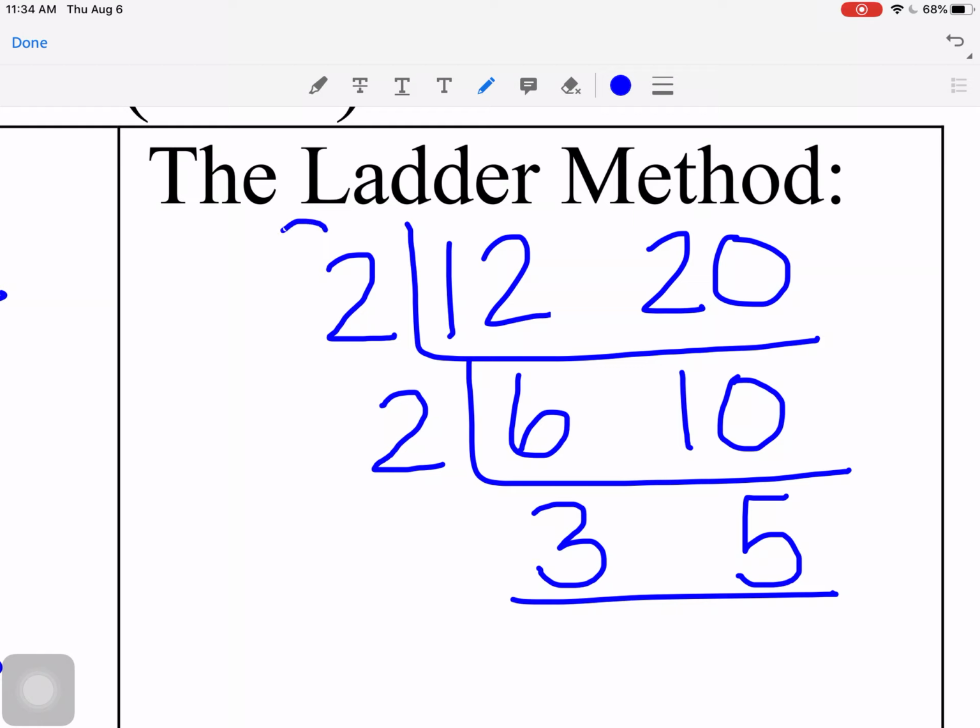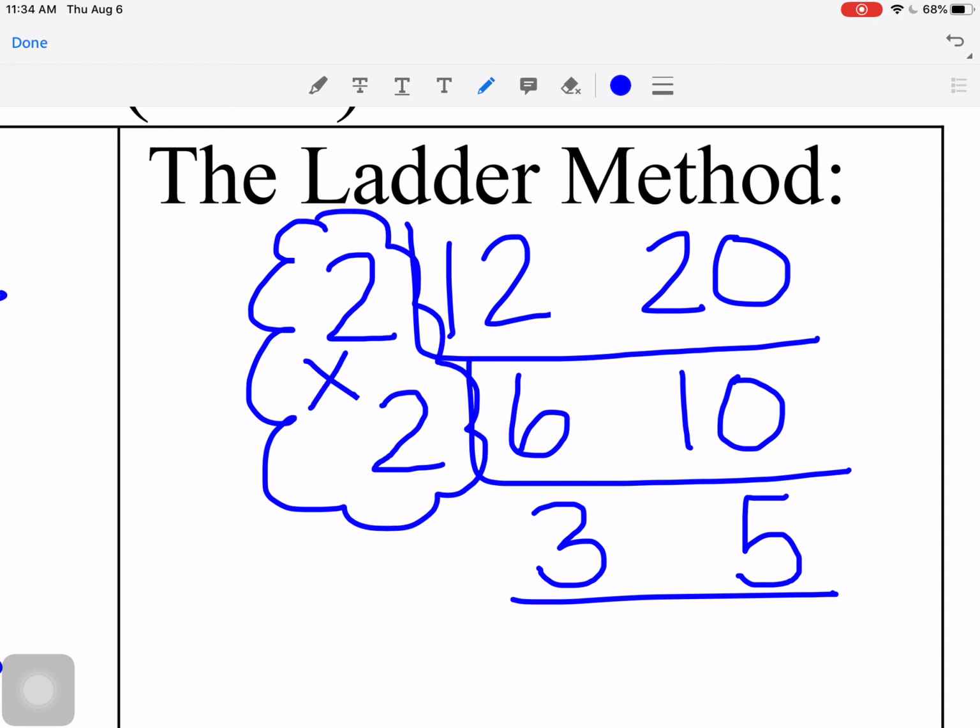So then we're going to look at these numbers right here on the side. These two numbers multiplied together give us our GCF. So our GCF is 2 times 2, which is 4.